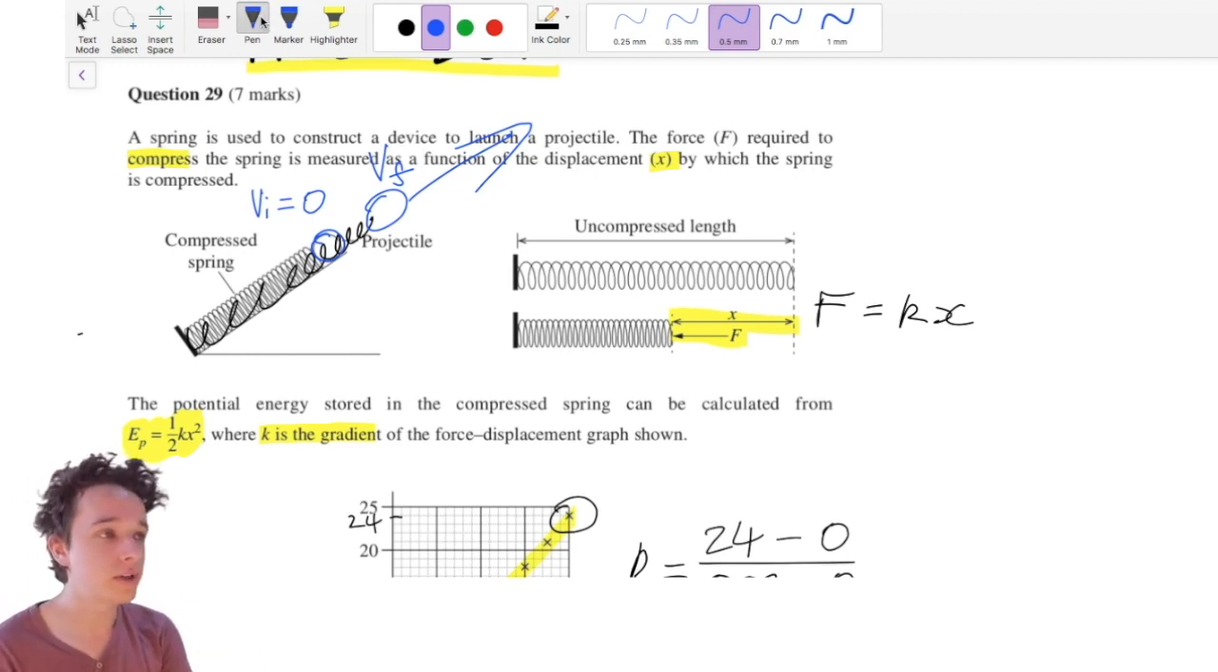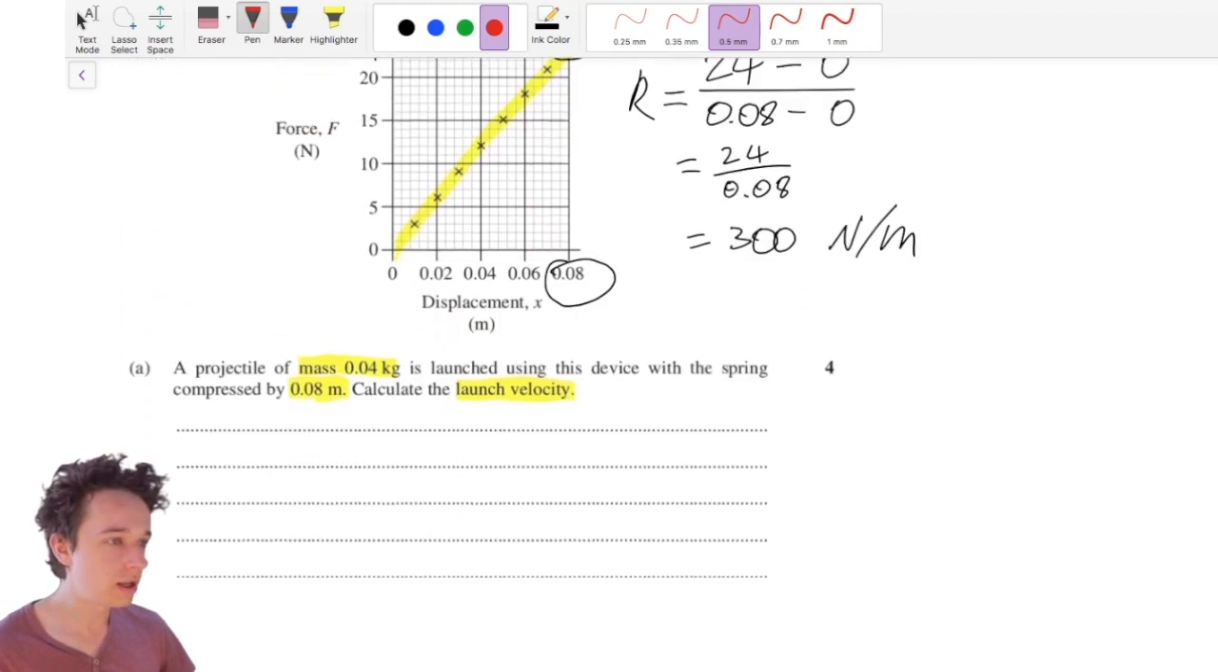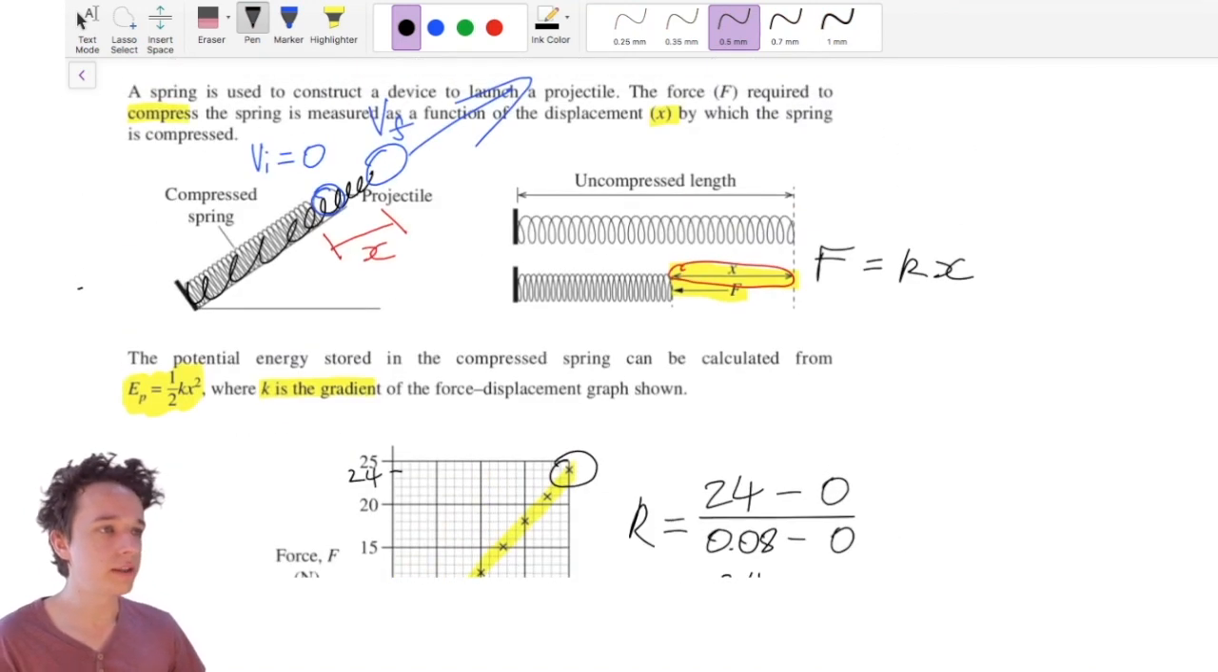We're also given a value for the displacement x here, just like this x that tells us the difference between the compressed length of the spring and the uncompressed length. We are told the spring is compressed by 0.08 meters, so that's a displacement we're given. And of course, we're given the mass of the actual object. So how do we calculate the launch velocity?